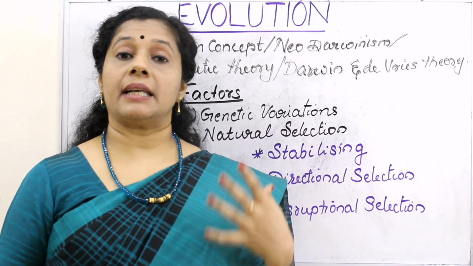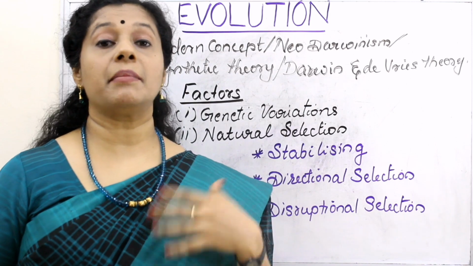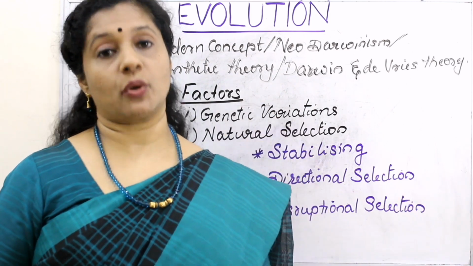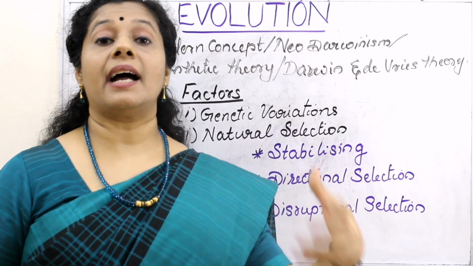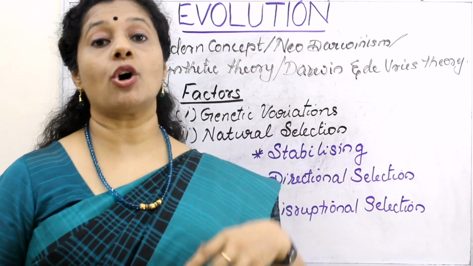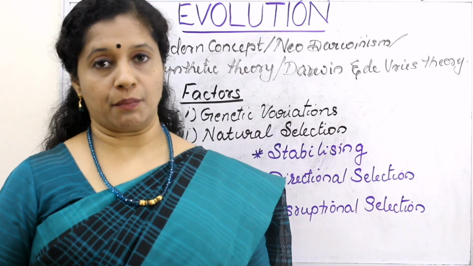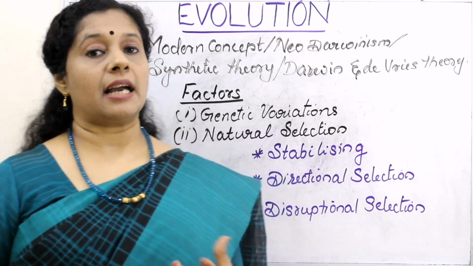That means the reproductively fit organisms breed well and leave more progeny which can exist in the given environment. So they add to or increase the gene pool. Their contribution is more towards the gene pool. So natural selection can be of three types.